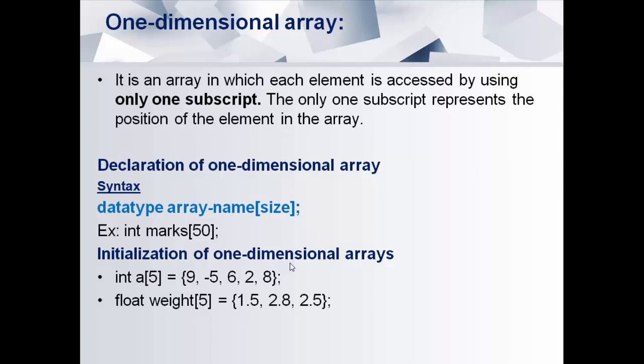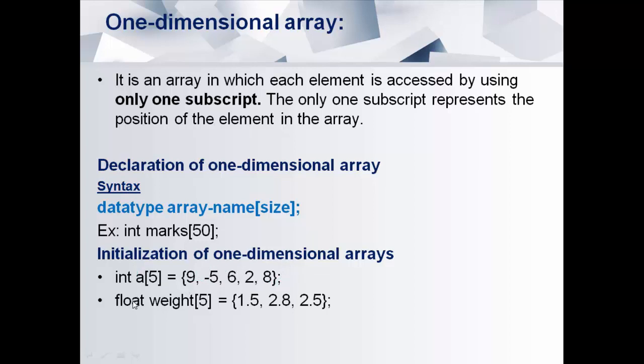Example: int a[5]. Here I am taking the data type as int, the array name as a, and the array size as 5. I am inserting 5 values into the array: 9, -5, 6, 2 and 8. These 5 values are all of the same data type, int, so these are integer values.